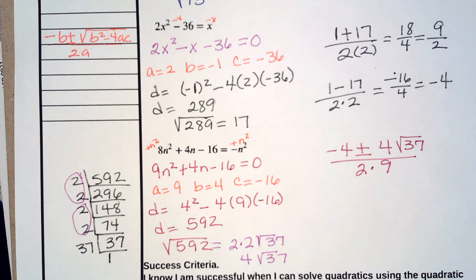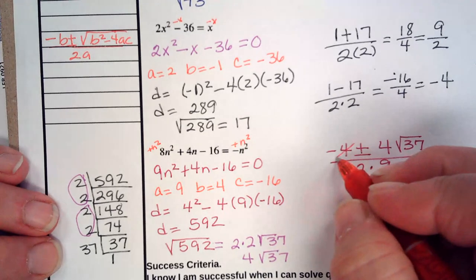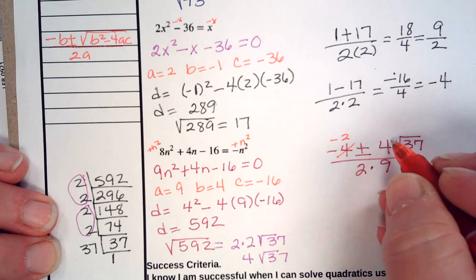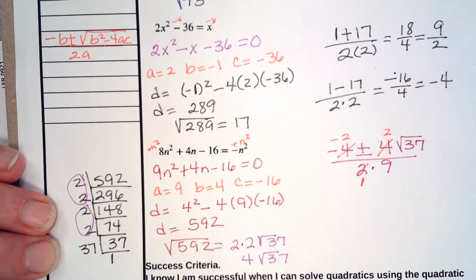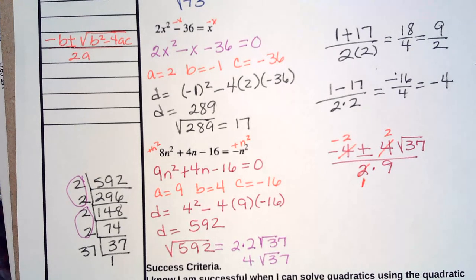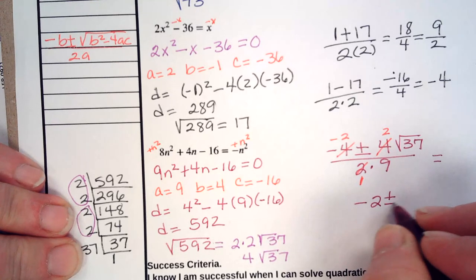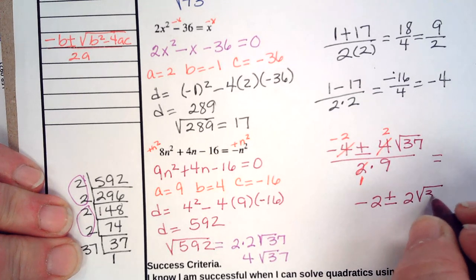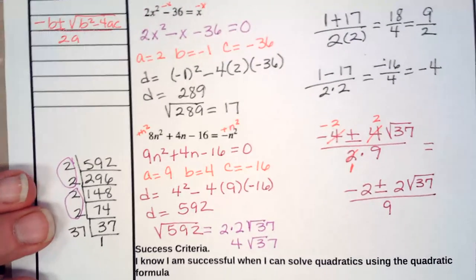Okay, we need to simplify. If I'm looking at my factors, I've got 4, I've got another 4, I've got 2 at the bottom. I know I can factor out 2. -4 divided by 2 is -2. 4 divided by 2 is positive 2. 2 divided by 2 is 1. Negative 2 plus or minus 2 square root of 37 all over 9. And that is your answer.